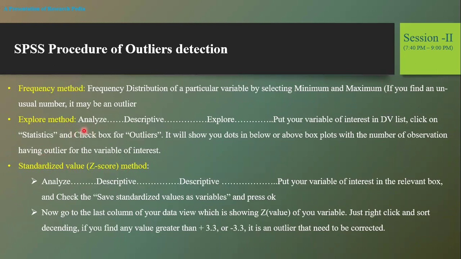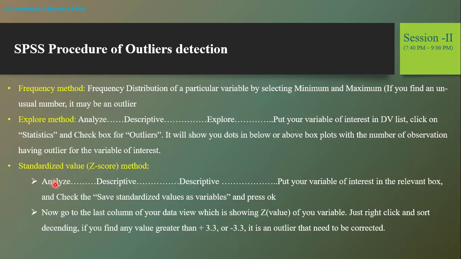In the explore method, you need to go to analyze, descriptive, and then explore, put your variable of interest in the dependent list, click on statistic and check box for outlier. It will show you dots below or above the box plot with the number of observations having outlier for the variable of interest. Then there is a third method which is known as standard value z-score method.